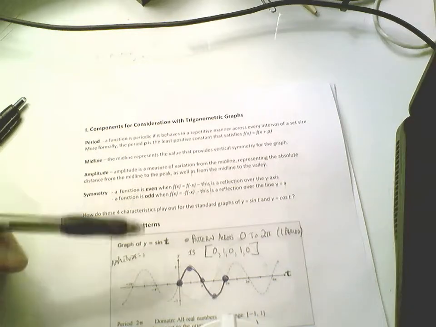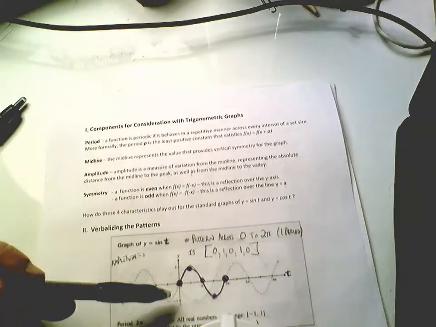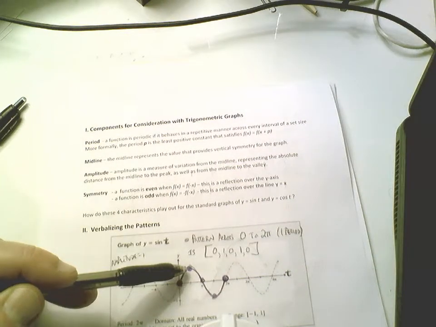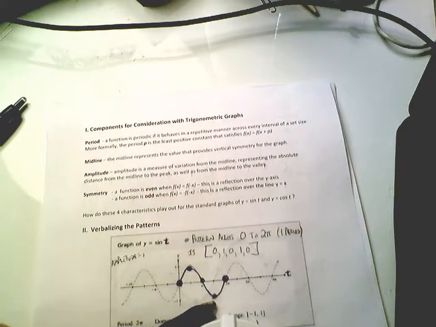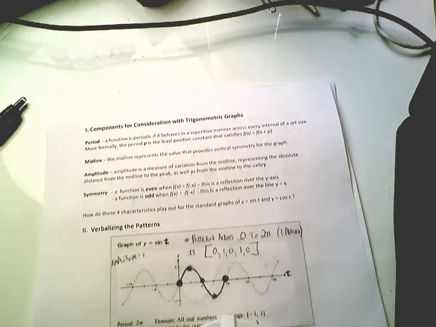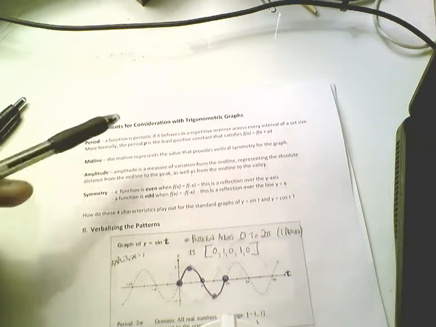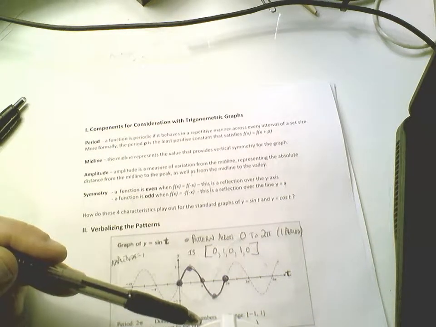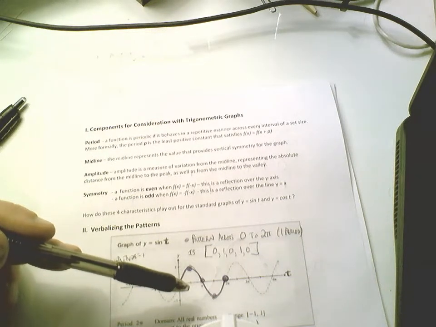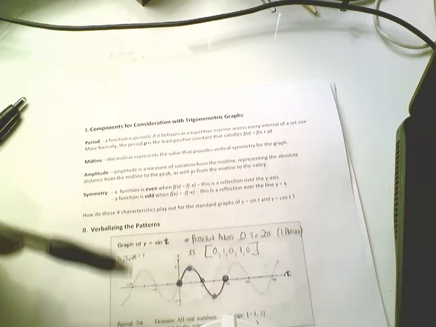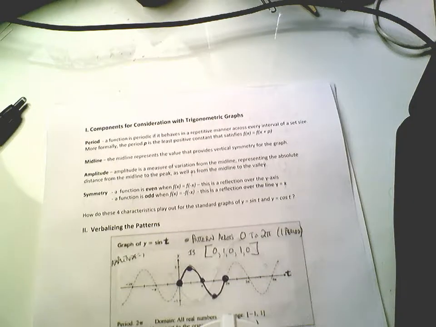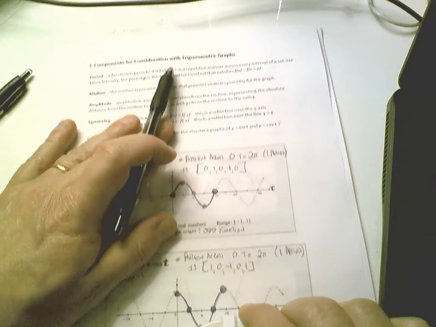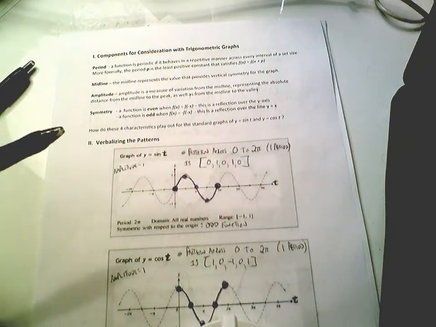It provides vertical symmetry. Now, when you go from the midline up to the maximum or the midline down to the minimum, that absolute distance is called the amplitude of the function. Amplitude is a measure of variation from the midline. How high do you go? How low do you go from the midline? And again, it's always expressed as a positive number, an absolute number. A couple other things that are interesting about these graphs is they both possess a certain type of symmetry.